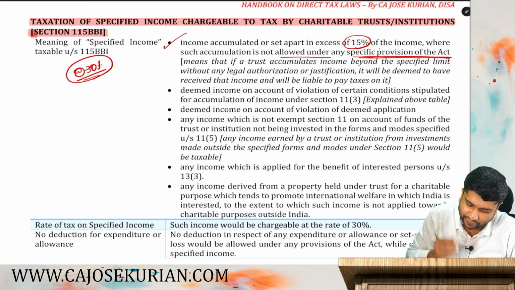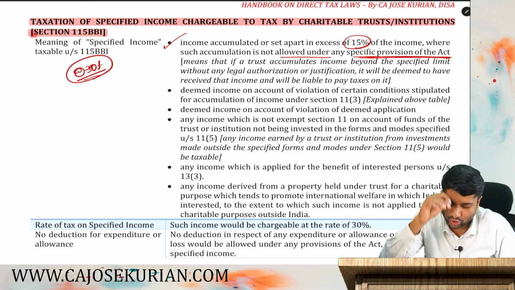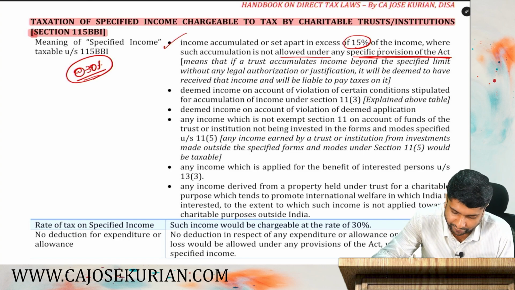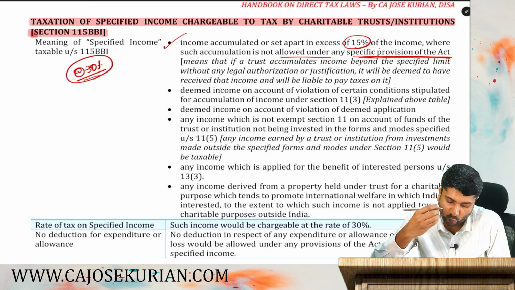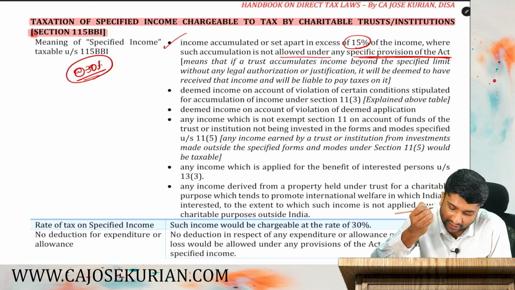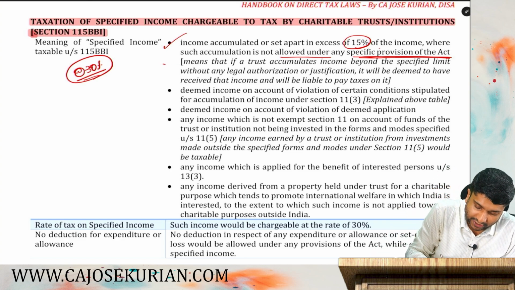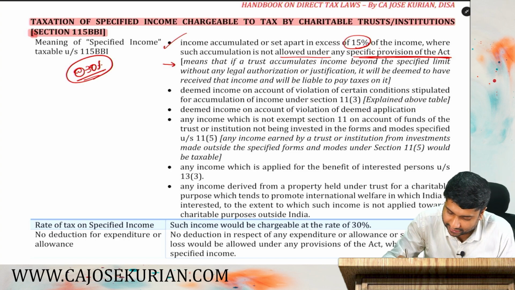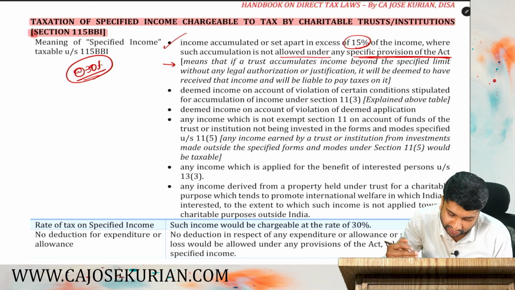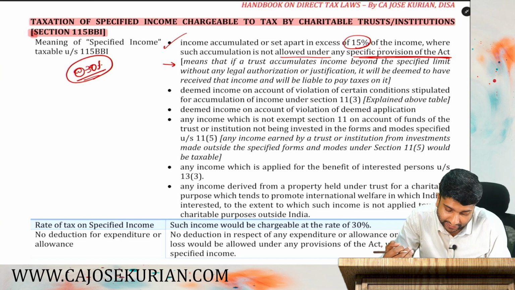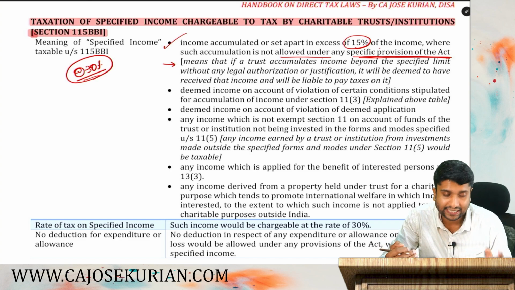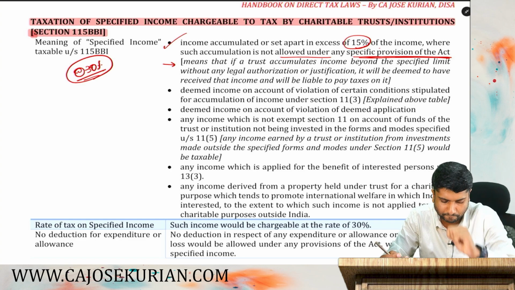So, one of the specified incomes is income accumulated or set apart in excess of 15% of income, where such accumulation is not allowed under any provisions of the Act. I have given a small explanation. It means that if a trust accumulates income beyond the specified limit without any legal authorization or justification, it will be deemed to have received that income and will be liable to pay taxes on it at 30%.